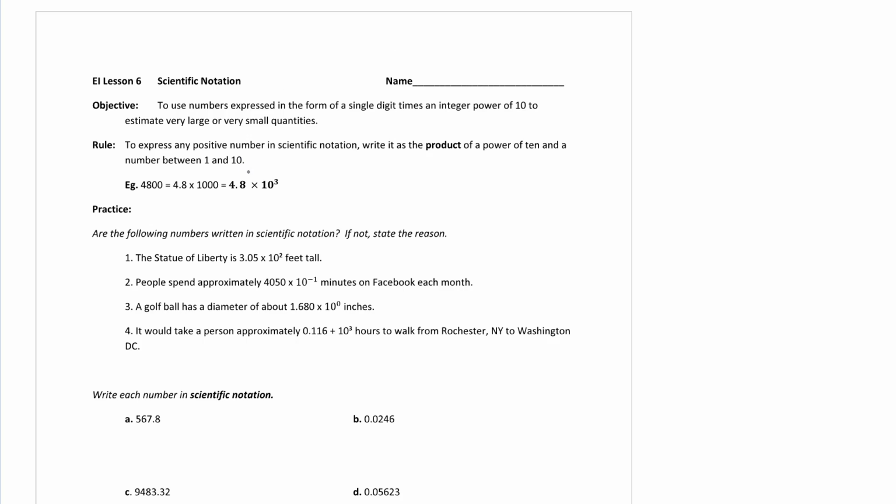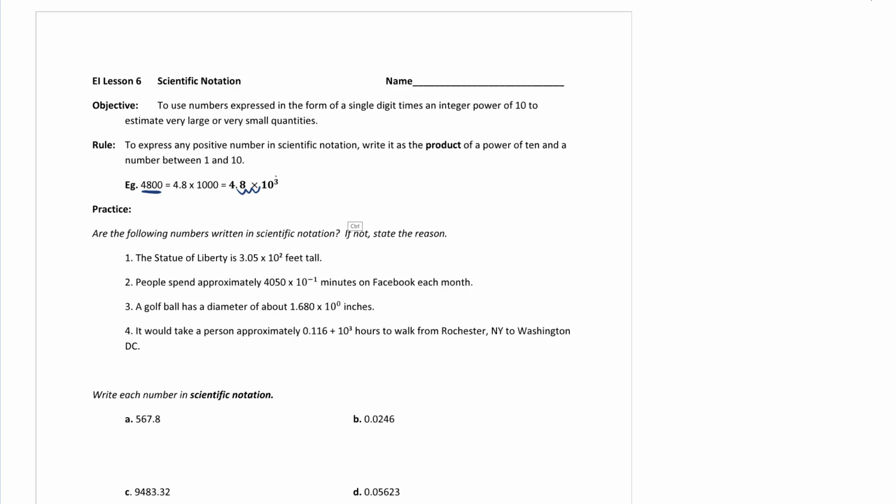So here's the rule. To express a positive number in scientific notation, you can write it as the product of a power of 10 and a number between 1 and 10. For instance, 4,800 is 4.8 times 1,000. But we want to write it as a power of 10. So 1,000 is 10 with 3 zeros. Or rather, 1 with 3 zeros is a better way to think of that. So you can think of this exponent as how many zeros it has. 4.8, move the decimal over how many times? 3 times to the right.